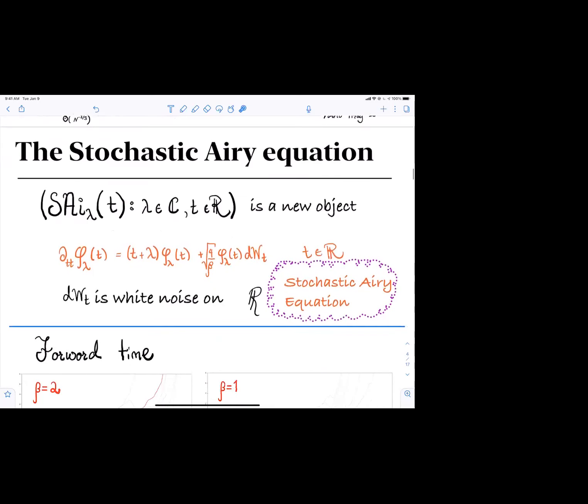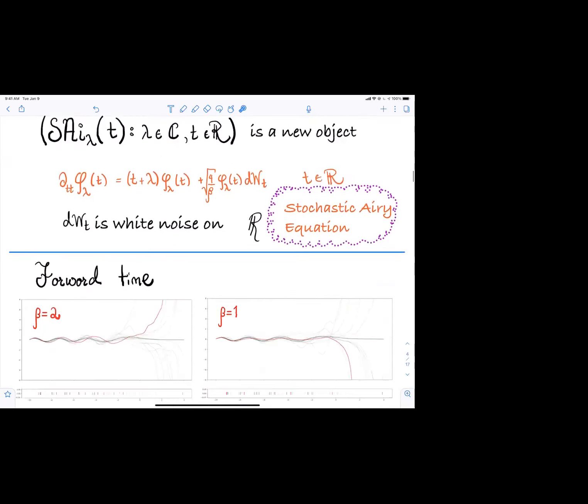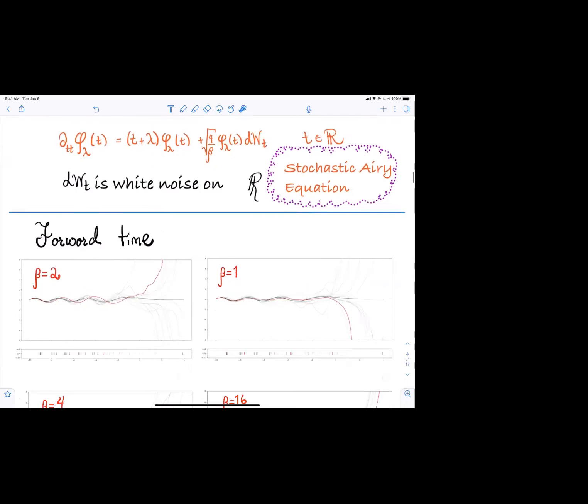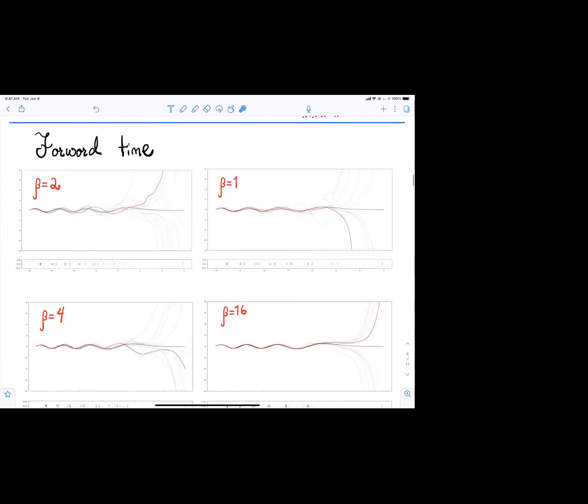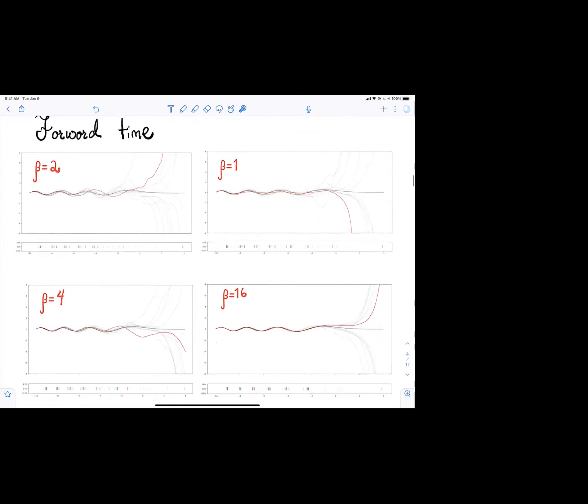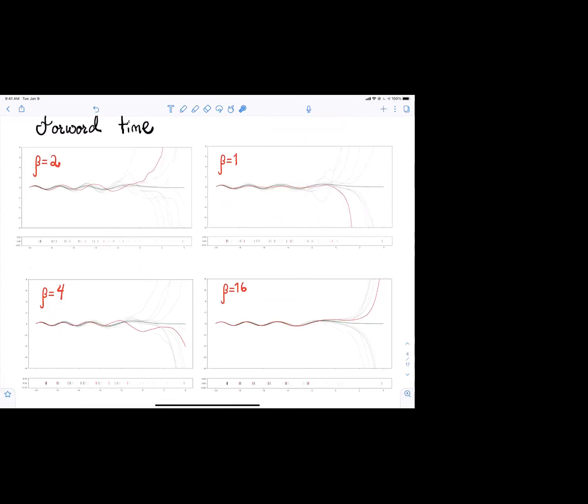If you run it forward in time, it's got a type of divergent behavior. So I've just done 4 pictures here. This is taking time here and then running it forward. You see, I hope from the pictures, this thing is blowing up, whereas the Airy function is not. So the green line again is the Airy function, and the red lines are the simulations of the solution of the stochastic Airy equation from some initial condition.